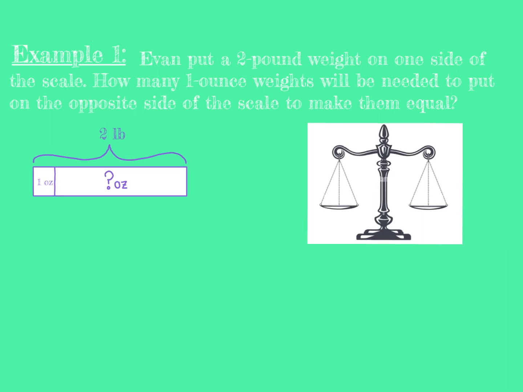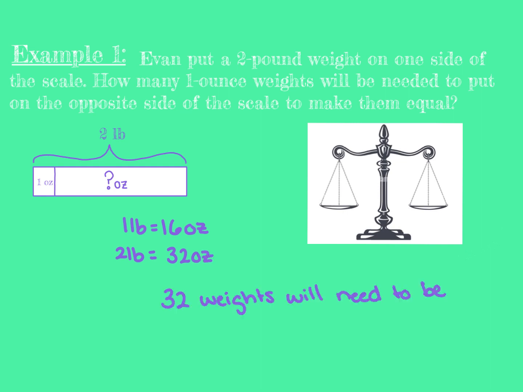Now, to find what 2 pounds is in ounces, we first must find what 1 pound equals, and 1 pound equals 16 ounces. Therefore, 2 pounds will equal 32 ounces. 32 weights will need to be placed on the scale.